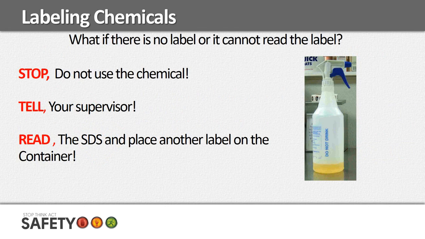What if there is no label or the label cannot be read? Stop. Do not use the chemical. Tell your supervisor the chemical is unlabeled. If the chemical is known, read the SDS and place another label on the container. If the chemical cannot be positively identified, properly dispose of the chemical and the container.